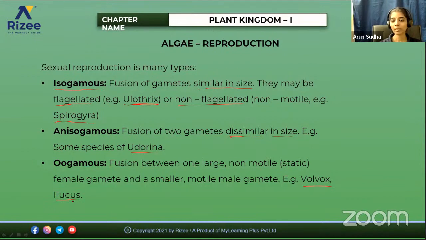As far as the reproduction is concerned, the vegetative propagation is through fragmentation, and asexual reproduction is mainly through the formation of zoospores, and sexual reproduction may occur in three ways. Either it may be isogamous, anisogamous, or oogamous. So it can occur in any one of the three ways.